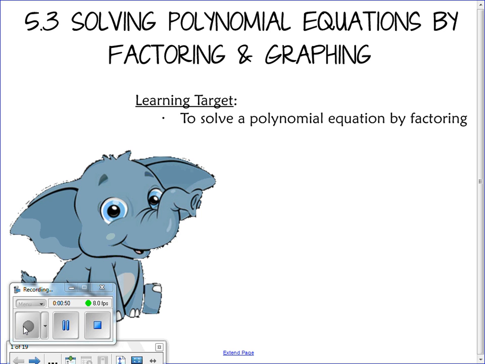If you still have your factoring flowcharts, you may not need them as much today, but into next week, make sure you dig through your stuff and find those. You're definitely going to need those coming into next week, okay?